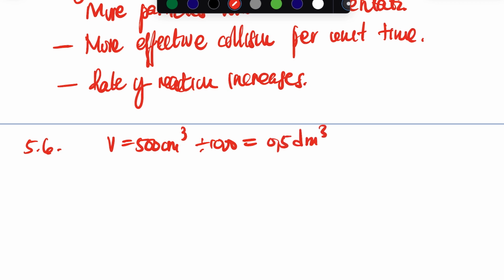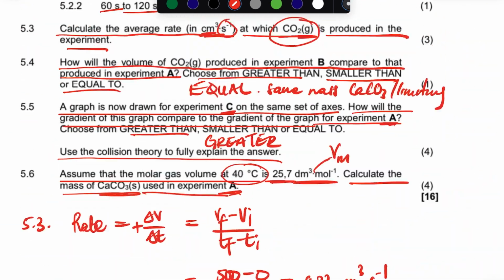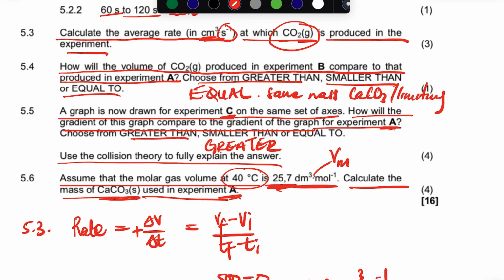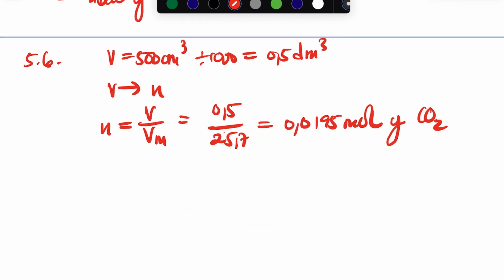And then I change the volume into number of moles, by the formula n equals V over Vm. So it's going to be 0.5 divided by 25.7. Yeah, that's 25.7. If you punch that in the calculator, we do not round off, guys, till we reach the final answer. It's going to be 0.0195 mole. These are the moles of carbon dioxide.